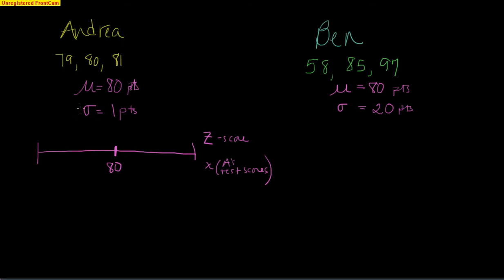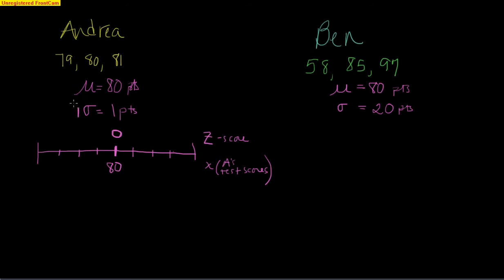All these values down here on the lower part are going to be just test scores, and above here is going to be what we call a z-score. So 80 for Andrea is the mean. She has no standard deviations away from the mean, so her number of standard deviations is 0. So we want to think about this. For Andrea, one standard deviation is 1 point.